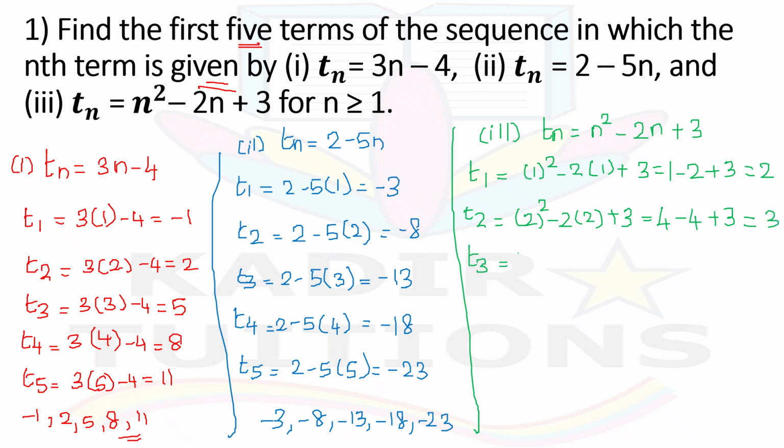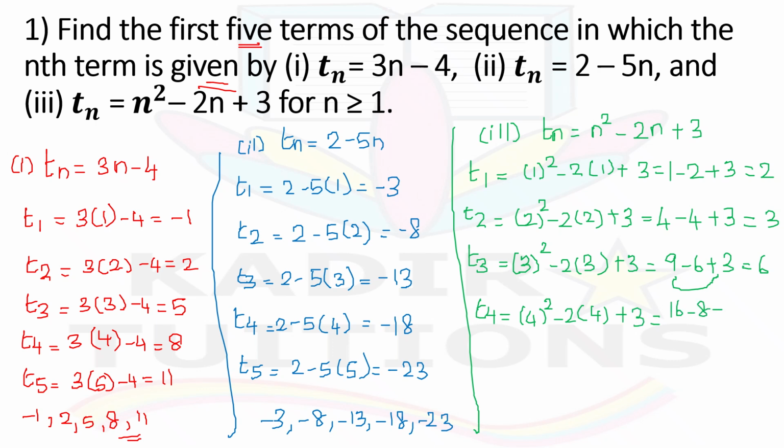T3 equal to 3 square minus 2 into 3 plus 3. 9 minus 6 plus 3. So first we will add these two positives, 12. 12 minus 6 is going to be 6. And then T4 equal to 4 square minus 2 into 4 plus 3. It is 16 minus 8 plus 3. So 16 plus 3 is going to be 19. From 19, 8 goes, you will be getting 11.